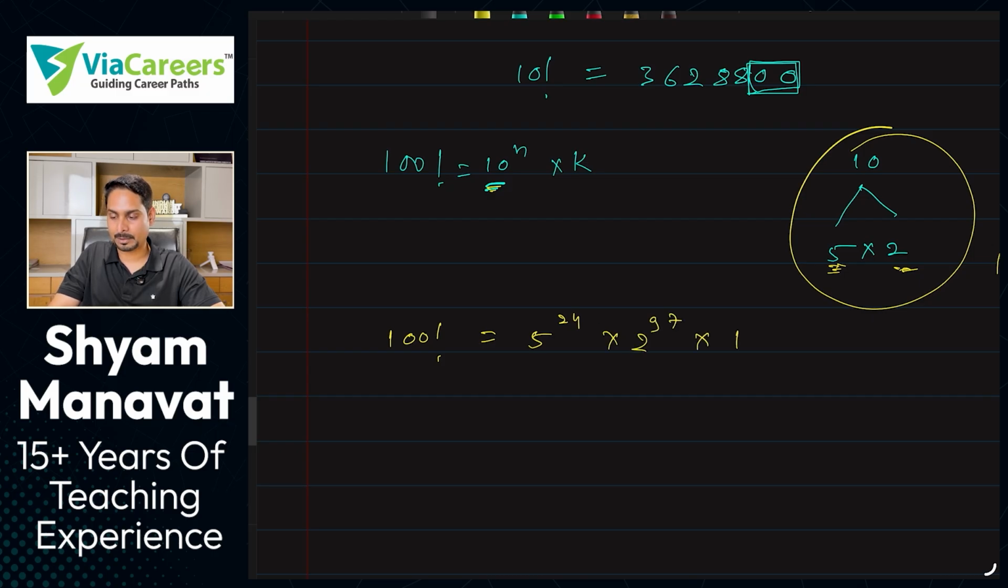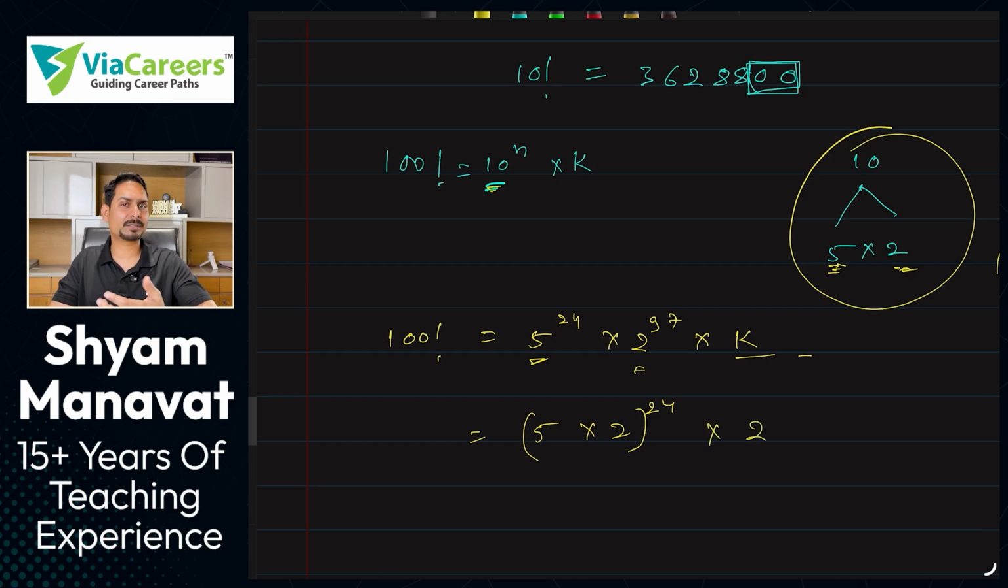Correct? And you also have some remaining numbers, remaining constants. But this is the maximum number of 5 you can take common and this is the maximum number of 2 you can take common. Now, if you have to have a pair of 5 and 2, you can maximum have 24 pairs of 5 and 2. You can have maximum 24 pairs of 5 and 2. Apart from that, here you will have some extra 2s, but it is of no use because we need pairs. We don't need individual 5, we don't need individual 2.